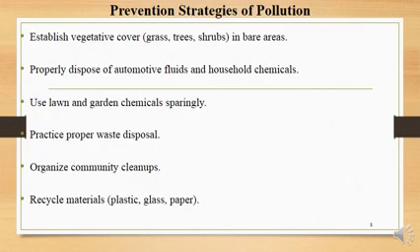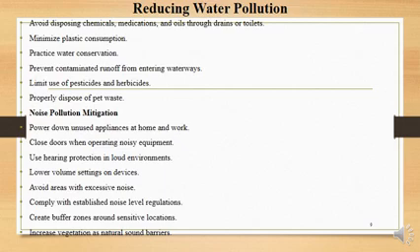So, reducing water pollution: avoid disposing chemicals, medication and oil through drains or toilets. Minimize plastic consumption, practice water conservation, prevent contaminated runoff from entering waterways, limit use of pesticide and herbicide, and properly dispose of pet waste. We also have noise pollution mitigation.